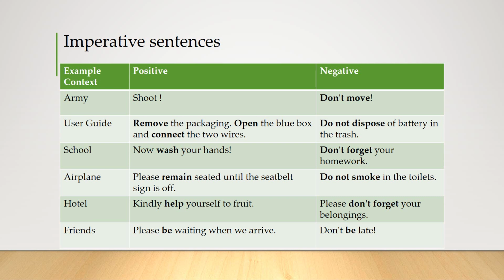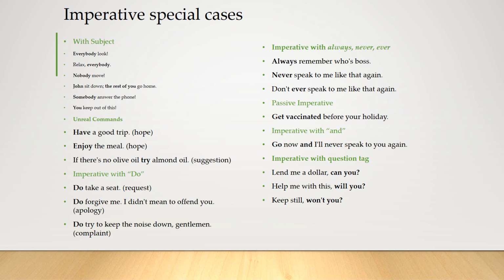Imperative sentences can be in positive or negative form and can refer to present or future time. These are some examples. Positive imperative: shoot. Negative imperative: don't move. There are some imperative special cases.